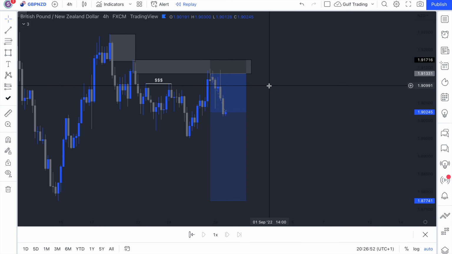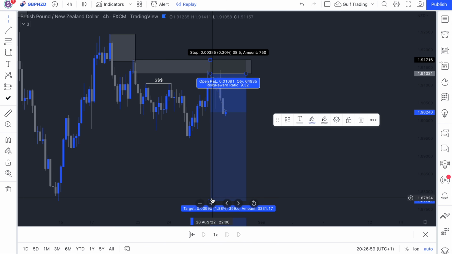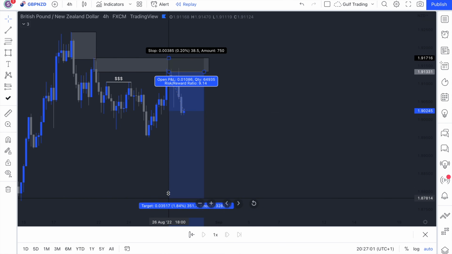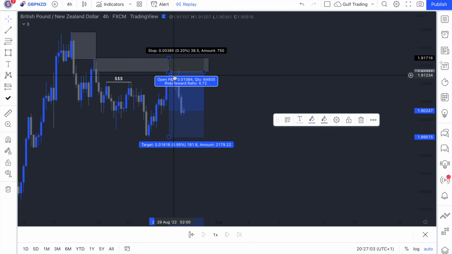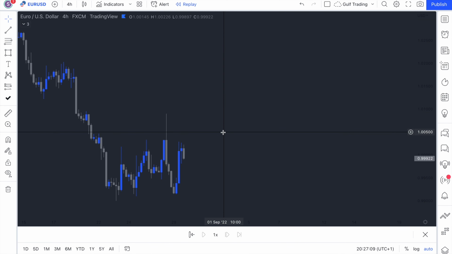So that's the first trade. Very nice 1 to 9 if it does fully play out, but I will be happy with my 1 to 4.5 for this entry. And the second trade that I'm currently in is EURUSD long.